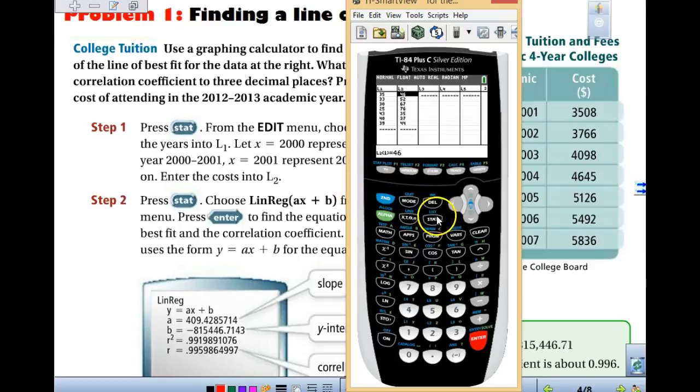So everyone hit stat. And then this word edit is at the top, and same with number 1, and you are going to hit enter. Please use the arrow button.